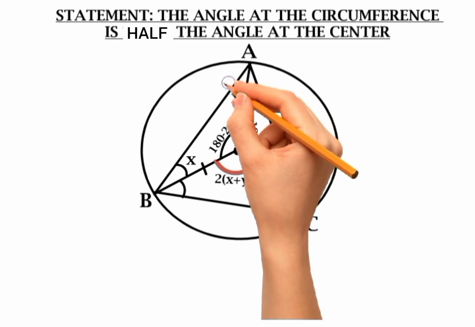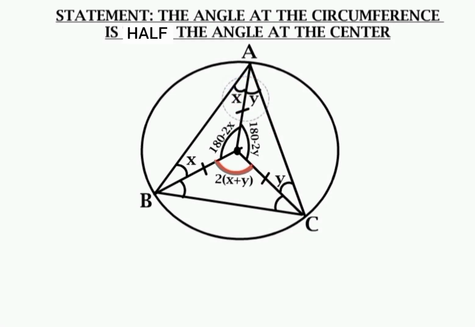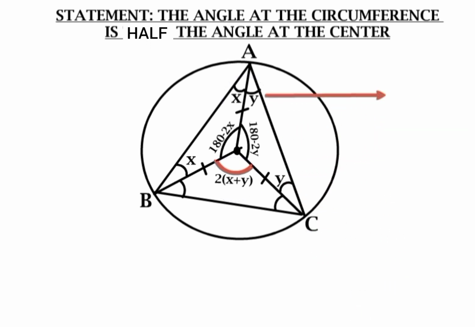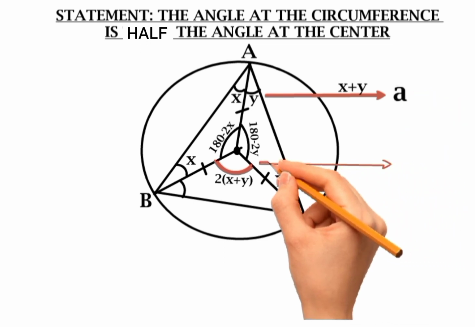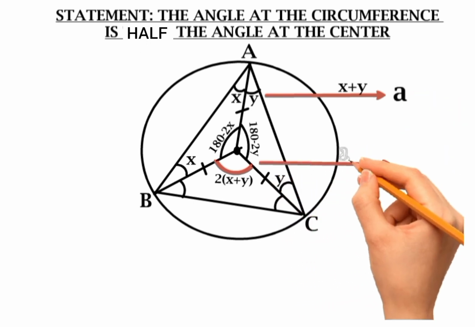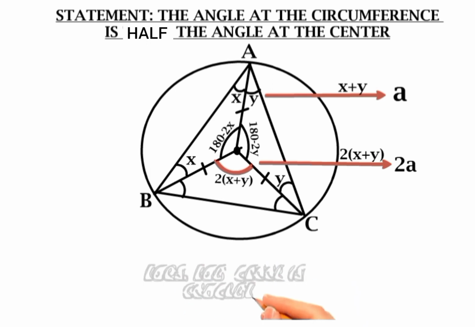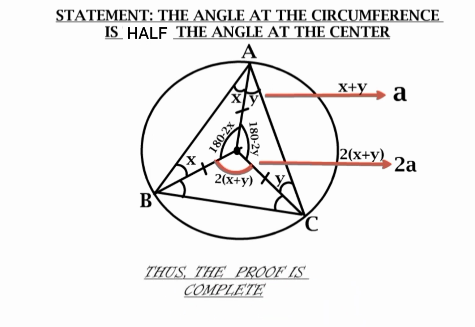Notice that angle A, which is the angle at the circumference, is equal to x plus y, and the angle at the center is equal to 2 times (x plus y). By replacing x plus y with θ, we see that the angle at the circumference is θ, and for the angle at the center, we have 2 times (x plus y), which is 2θ. Therefore, we can conclude that the angle subtended at the center of a circle is twice the angle subtended at the circumference, and the proof is complete.